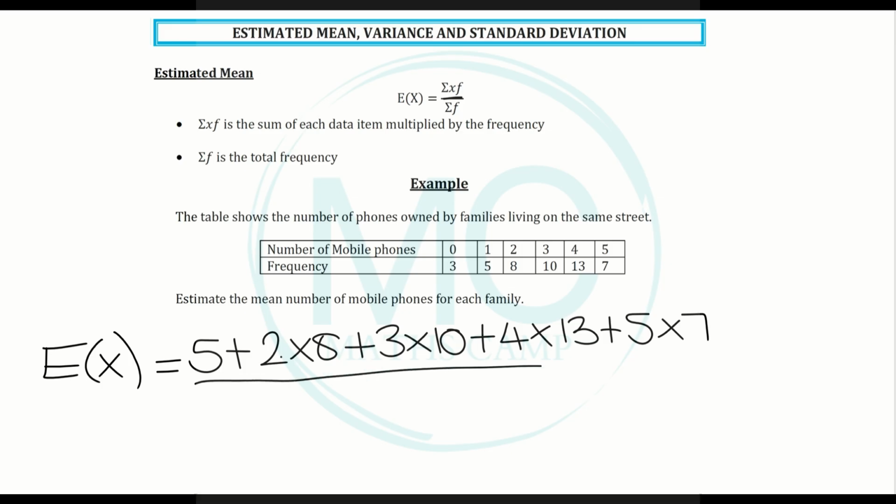And we divide this by the total frequency. 3 plus 5 is 8, plus 8 is 16, plus 10 is 26, plus 13 is 39, plus 7 gives us 46. So divide by 46.